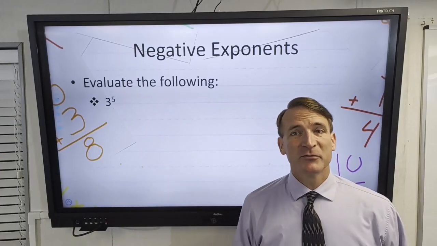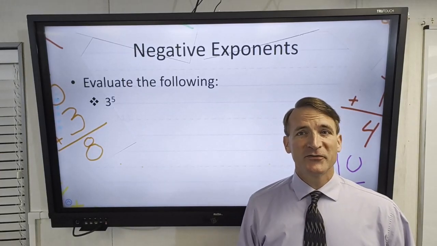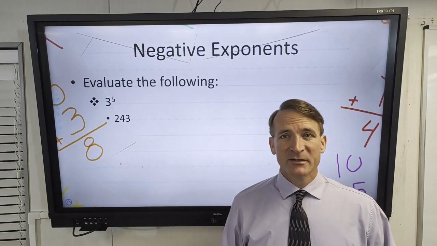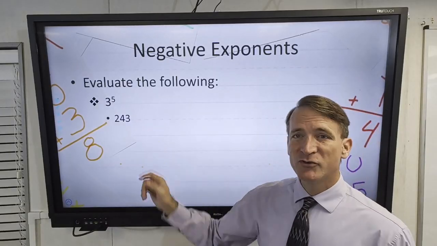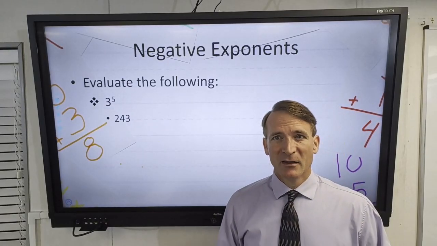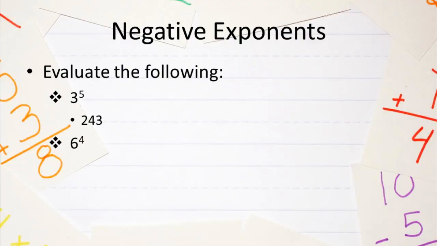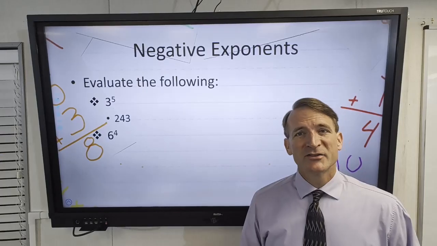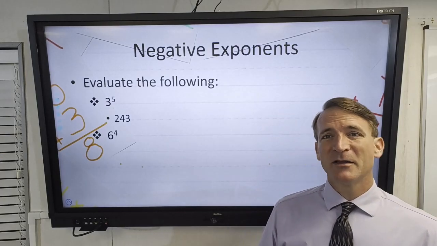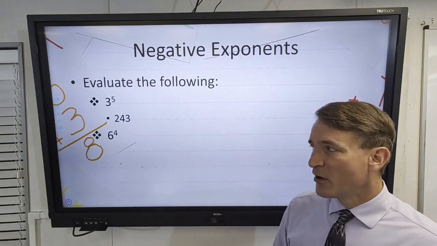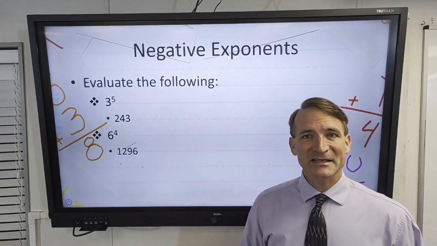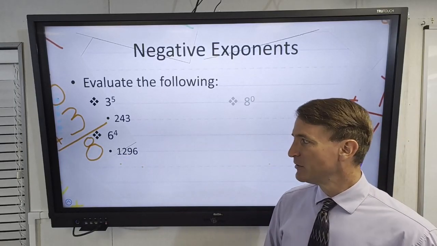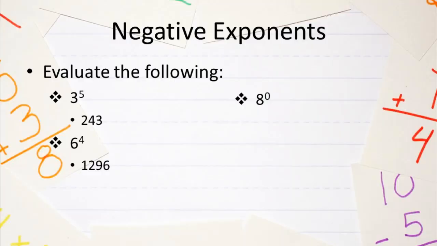Now, that was a throwback from section 1.3. 3 to the 5th power, of course, is 3 times 3 times 3 times 3 times 3, which should give you 243. Now let's try 6 to the 4th power. Well, that's going to give me 6 times 6 times 6 times 6. On a calculator, if you did that, you should get 1,296 as your answer.